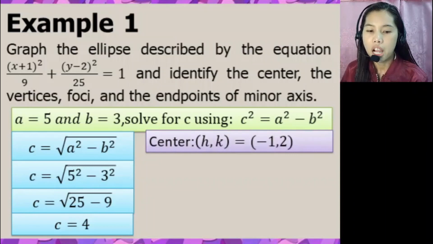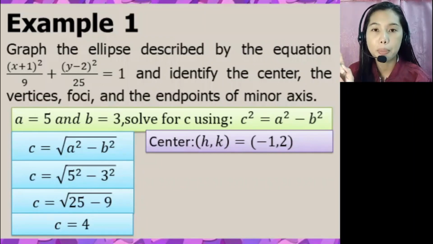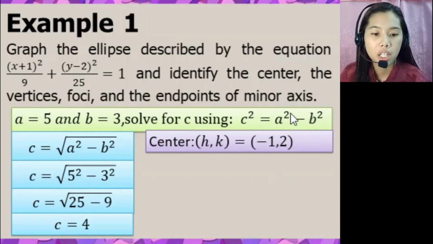So now let us identify the center. The center is at (h, k). So always remember these are opposite signs. So our (h, k) is located at (negative 1, 2). Since this is positive, it becomes negative, and this is negative, so it becomes positive.